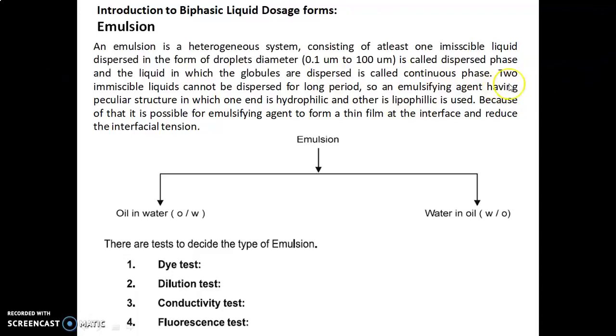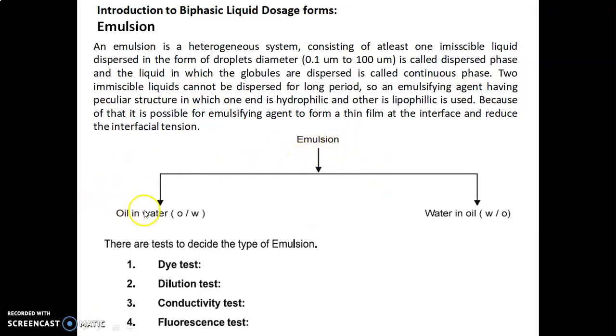is called the continuous phase. The two immiscible liquids cannot remain dispersed for a long period, so an emulsifying agent having a peculiar structure, in which one end is hydrophilic and the other is lipophilic, is used. Because of that, the emulsifying agent is able to form a thin film at the interface and reduce the interfacial tension. So let's see the classification of emulsion.